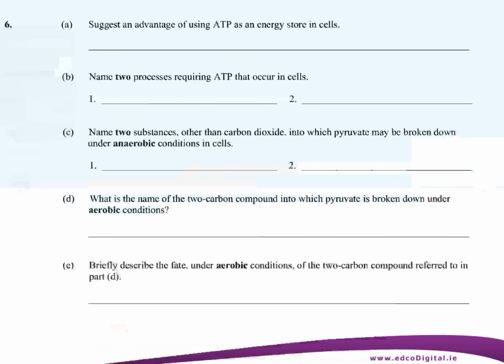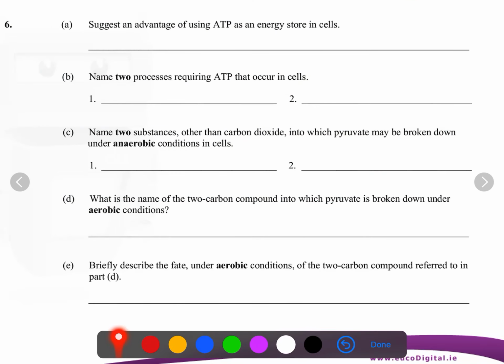I want to introduce these 2 questions. We have a little bit we can do so far, and some we'll hopefully be able to do by the end of the class. Suggest an advantage of using ATP as an energy store in cells. We should know that: it's quick and easy, it's plentiful, it's readily available to use. Name 2 processes requiring ATP that occur in cells. They're keeping it vague here.